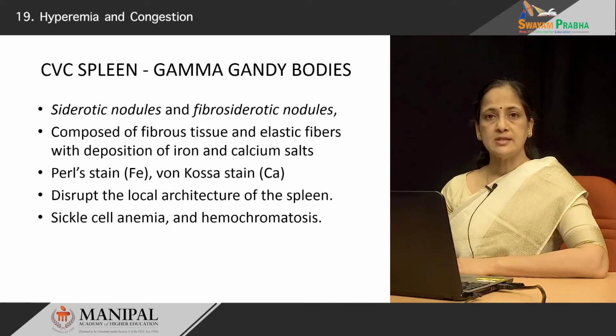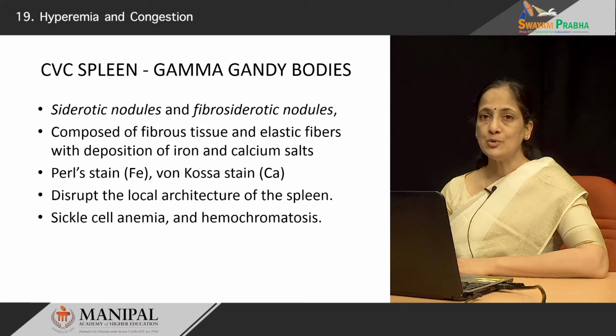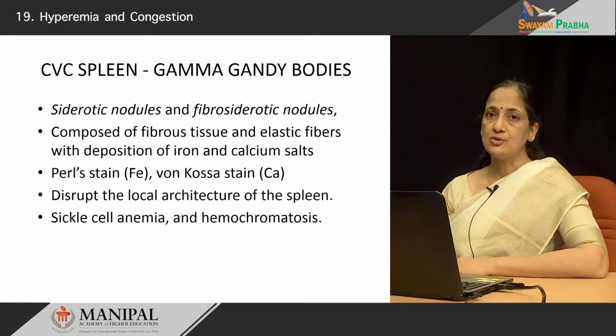They will stain positively with Perls stain. Perls stain, you know, detects the hemosiderin pigment in the tissue. It will also stain with the von Kossa stain. Von Kossa stain is used to demonstrate calcium in the tissue. These fibrotic scars disrupt the local architecture of the spleen. Besides CVC spleen, Gandy-Gamna bodies can also be seen in the spleen in patients having sickle cell anemia or hemochromatosis.